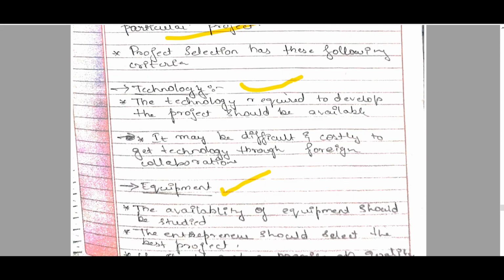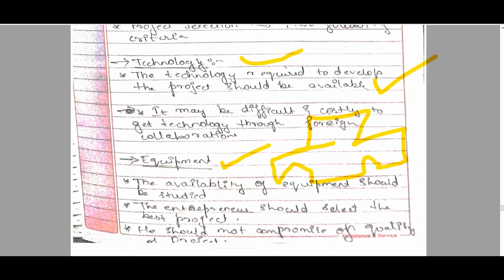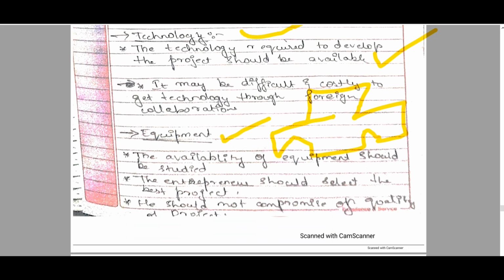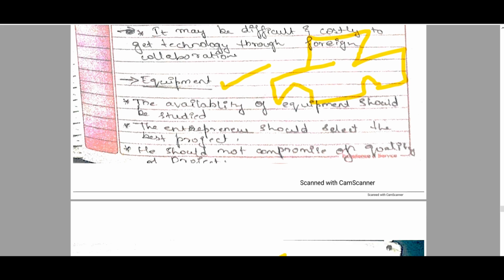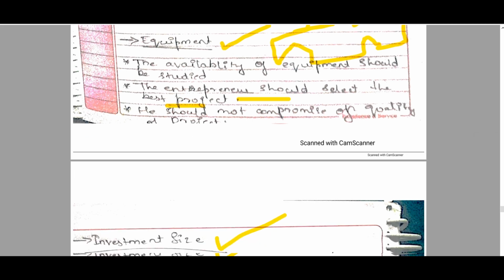So the first thing is technology. Technology is required to develop a product. You have to check, say if you want to develop a car, whether the technology is available in India or not. If it's not available, it would be difficult for a company to get the technology through foreign collaboration. The availability of equipment should be studied, whether all the equipment is present in India or not. The entrepreneur should select the best project and should not compromise on the quality, like selecting the best material for the body of a car.